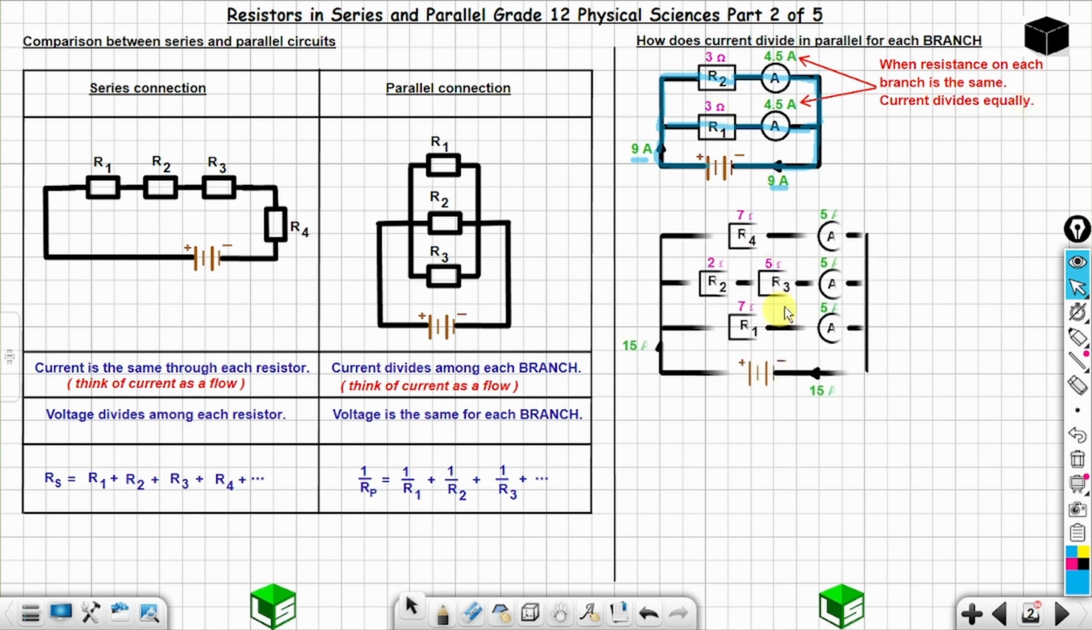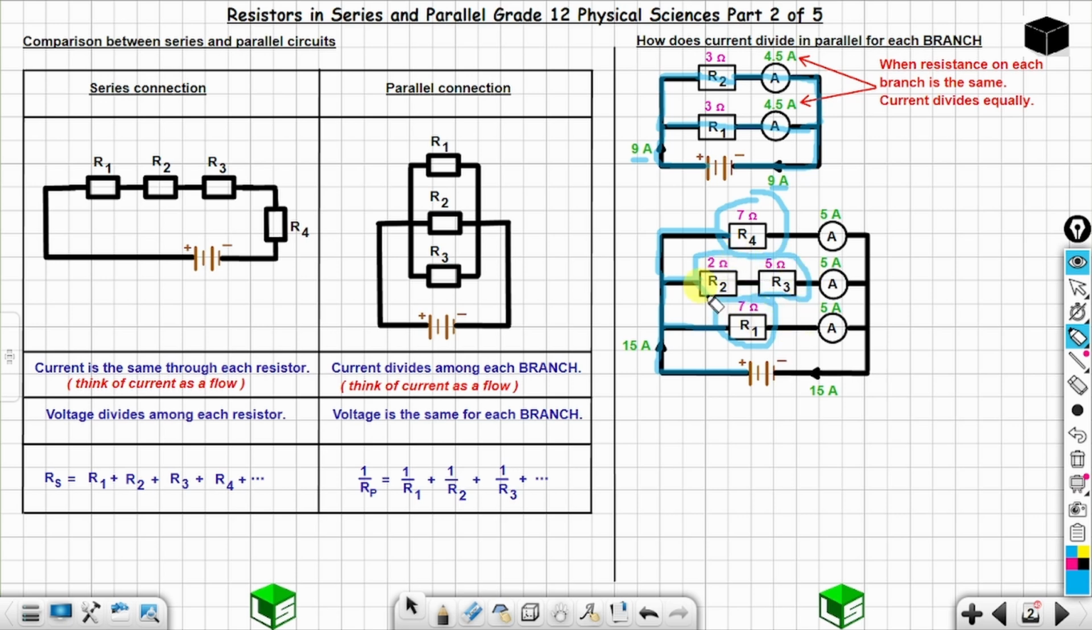Let's see another example. Now you have 15 amperes coming from the battery. You're going to have a division of the current. Notice on this branch you have 7 ohms. On this branch you have 2 plus 5, which is 7 ohms. On this branch you have 7 ohms. Again you have the same resistance on each branch: 7 ohms, 7 ohms, and 7 ohms.